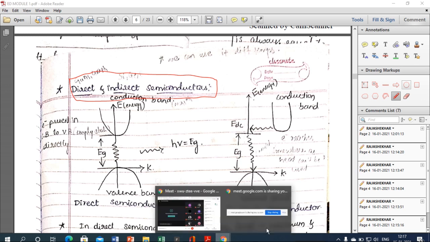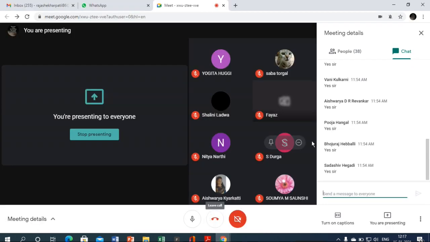I hope it is clear for everyone about the bonding forces in solids and then the metals, insulators and semiconductors. If you understood, you can put a message as yes. If you want me to repeat a particular part, I will do that. So do it fast and respond in the chat box if you understood what I explained right now.